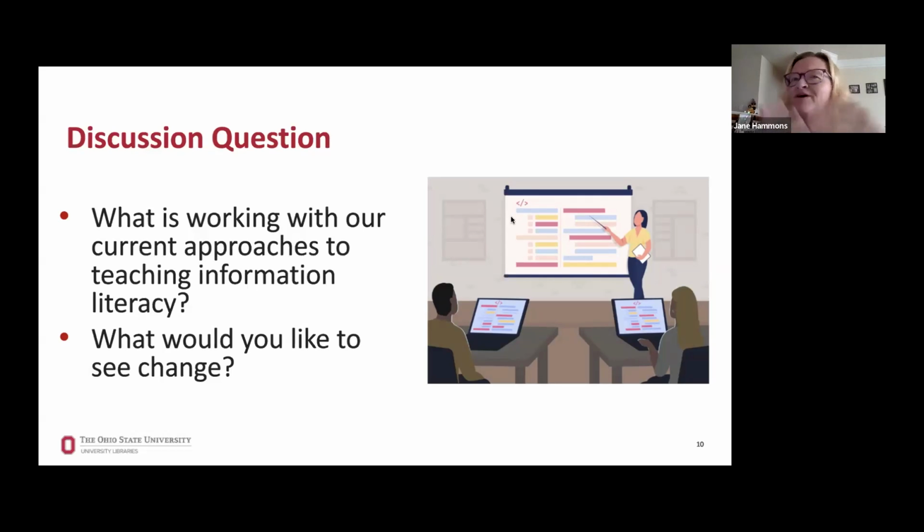But I'll also align with Bill, and we have a specific question on one-shots later, so I won't talk more about it now, but I'll just add my opinion on to Bill's, that I think that we do need to make efforts to make a change so that the one-shot is not that dominant answer that we're seeing in terms of the way that we are approaching teaching information literacy.